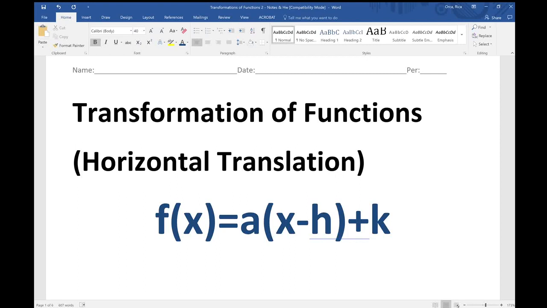Welcome back, class. Today we are looking at transformation of functions, in particular, horizontal translation.